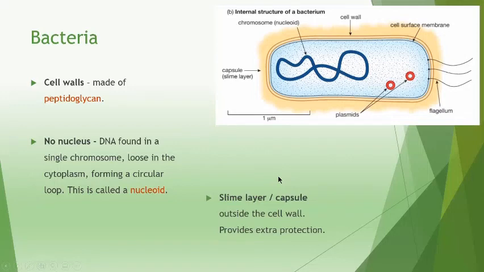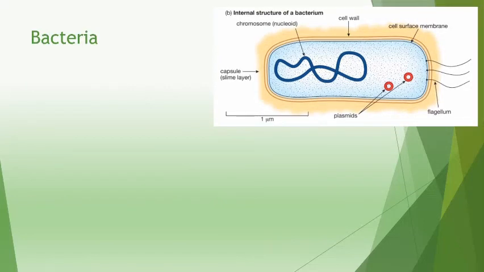And they have a slime layer, which you can also call a capsule, outside their cell wall, which you can see here. It's the yellow bit. And this provides extra protection for the extremely small and even fragile bacterial cell.